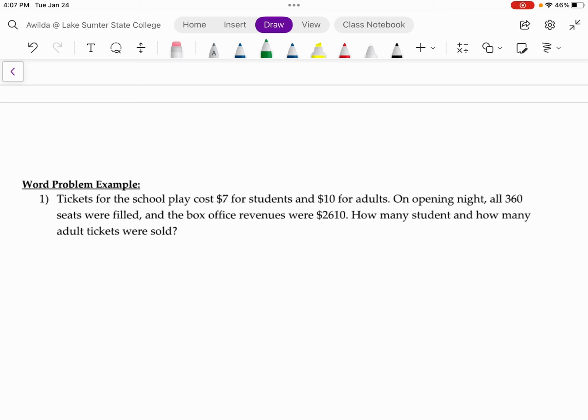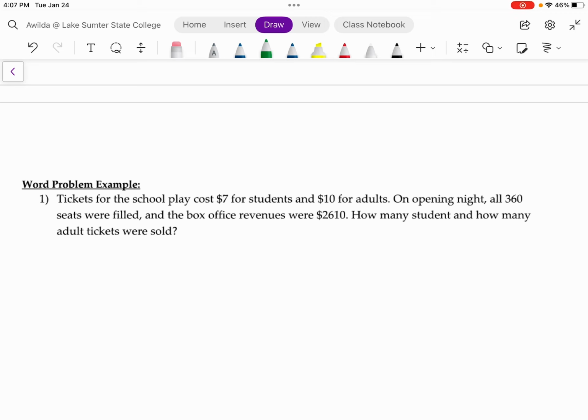Tickets for the school play cost $7 for students and $10 for adults. On opening night, all 360 seats were filled. That means that they sold 360 tickets. The box office revenues were $2,610. The question is, how many student and how many adult tickets were sold?